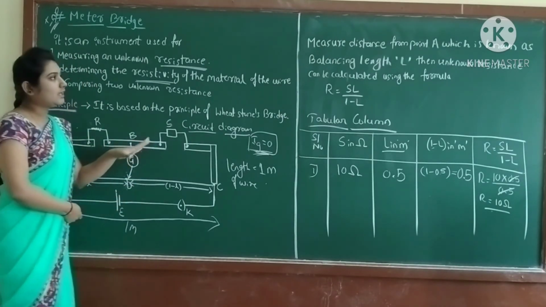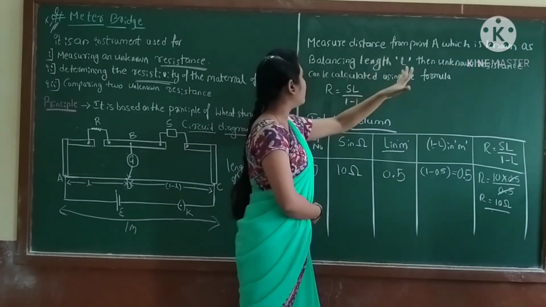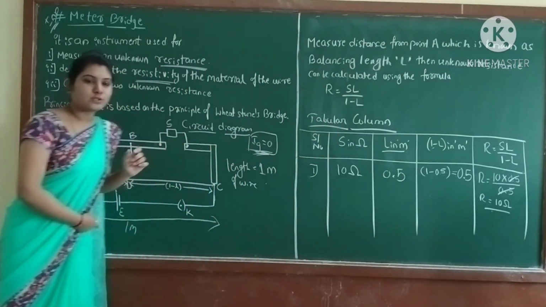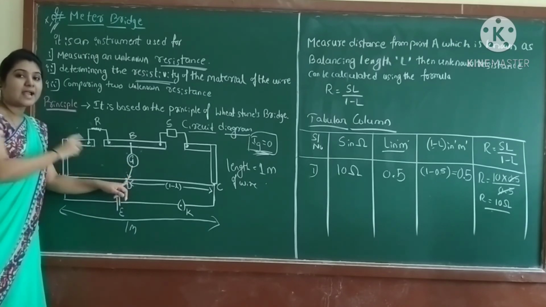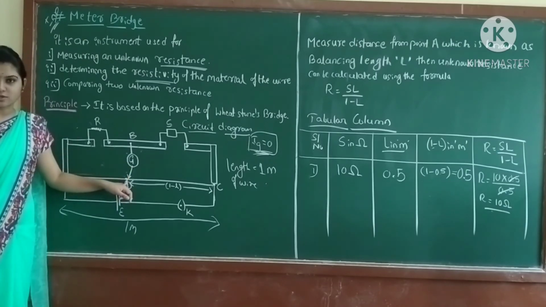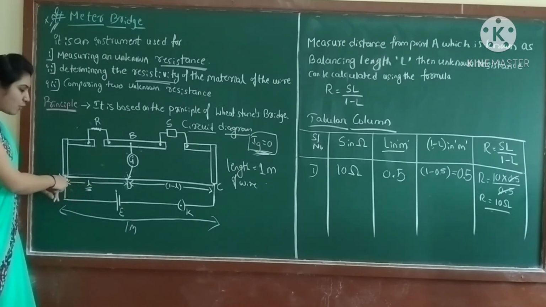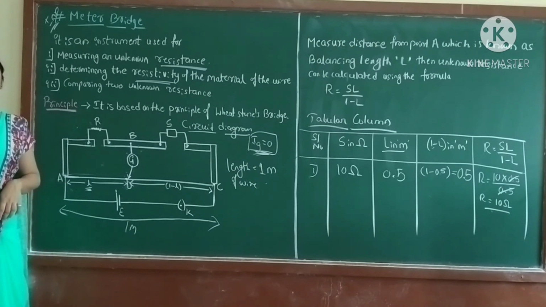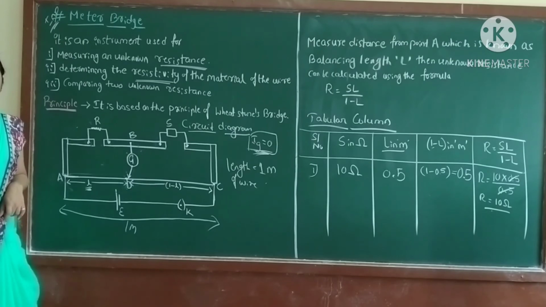Here we measure the distance from the point A, which is known as the balancing length L. This L is there, no? From A to D we are measuring, that we call the balancing length. What we call balancing length.